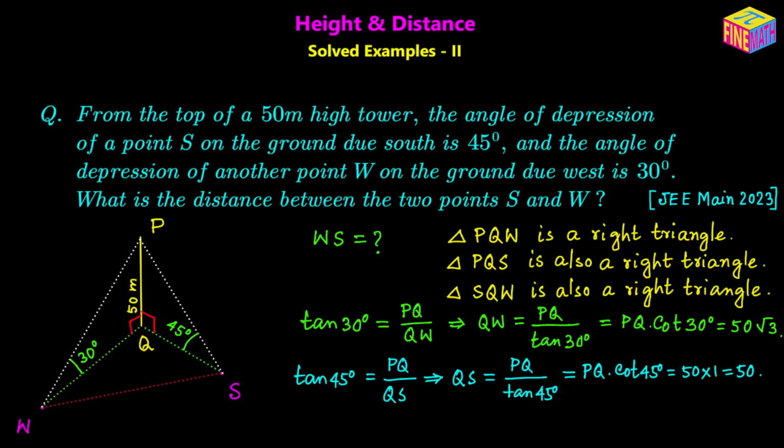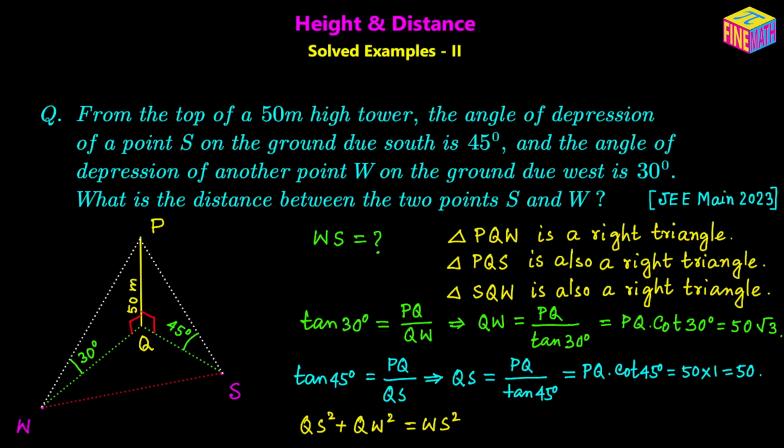Now instead of doing the tangent ratio, you could even do it with the geometry concept that PQS triangle is a right triangle and one angle there is 45 degree. That means the other angle will also be 45 degree. That means it is an isosceles right triangle, and we know that PQ is 50 meter, then obviously QS will also be 50 meter because those two sides of the triangle will be of equal length. So trigonometrically also we can see that QS is equal to 50 meter, and geometrically also you can prove that QS will be equal to PQ, which is 50 meter.